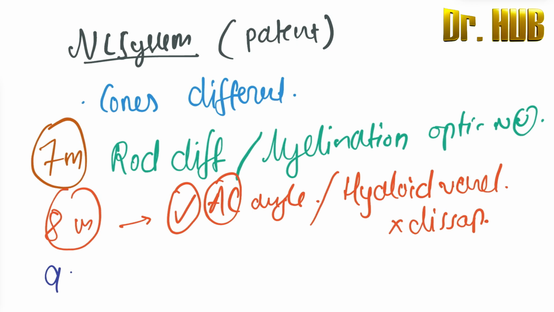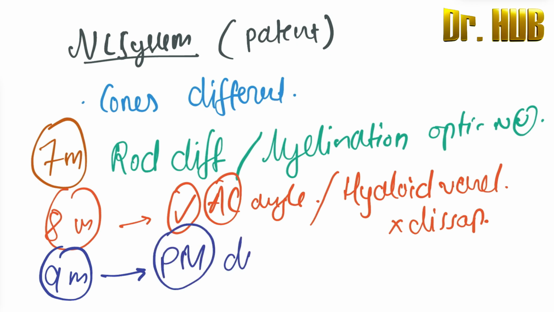Now we look at the 9th month. This is the last month. In the 9th month, the pupillary membrane, PM, disappears.